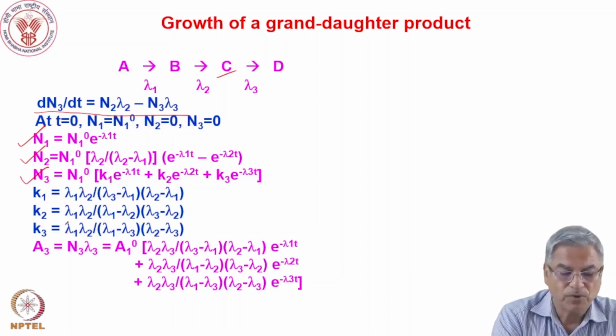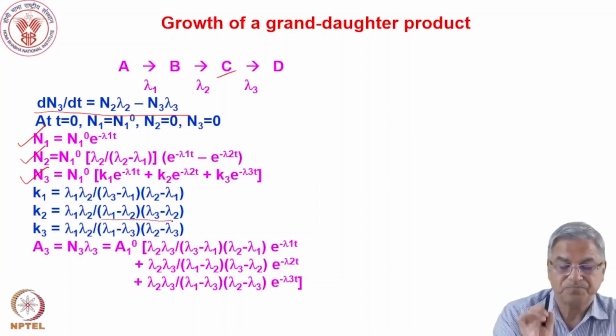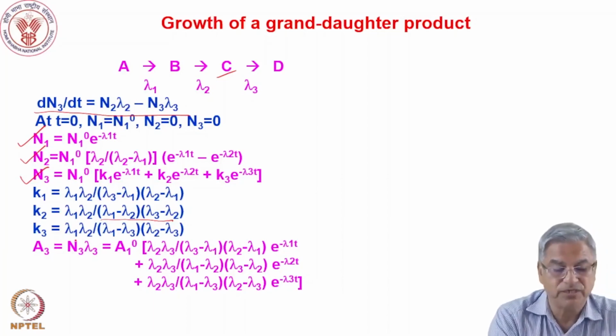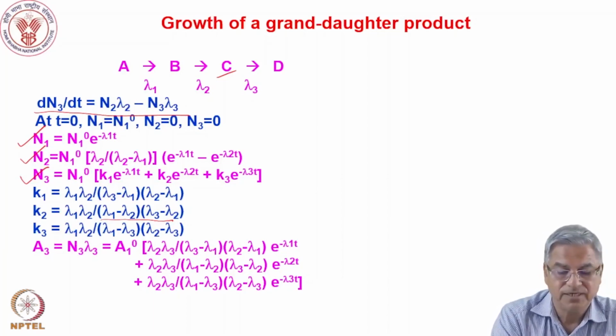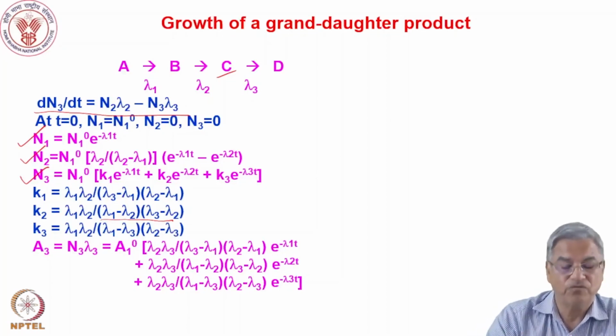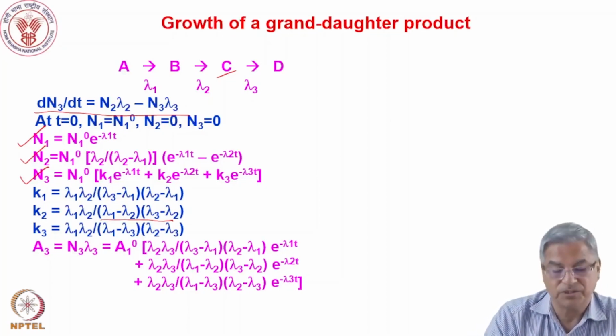K2 is lambda 1 lambda 2 upon lambda 1 minus lambda 2 into lambda 3 minus lambda 2; these two are in the denominator. Similarly K3. The numerator is constant, you can see, the same in all the cases; the denominator is varying. So when you have K1 it is minus lambda 1, when you have K2 it is minus lambda 2, when you have K3 it is minus lambda 3. So that is how you can see the pattern in the formulae for K1, K2, K3.